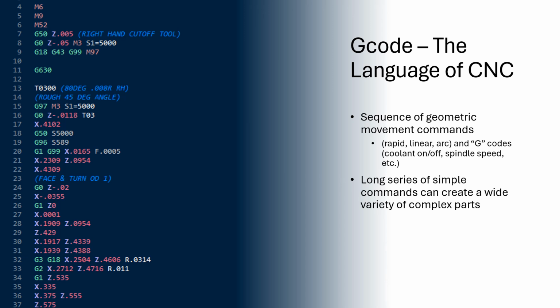By executing thousands of lines of G-code commands in sequence, complex geometry can be repeatedly machined out of a wide variety of machinable materials, including most types of metal, many plastics, composites, and even wood.